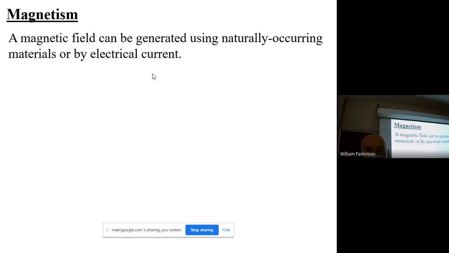So what is magnetism? Well, the important thing with magnets, just like the important thing with electricity, is you can make a magnetic field. And it turns out that we can make magnets naturally, or we can make magnets electrically. Humans can generate their own magnets, and nature can generate magnets. So we're going to say a little bit about how nature can generate a magnet, and a little bit about how humans can generate a magnet.